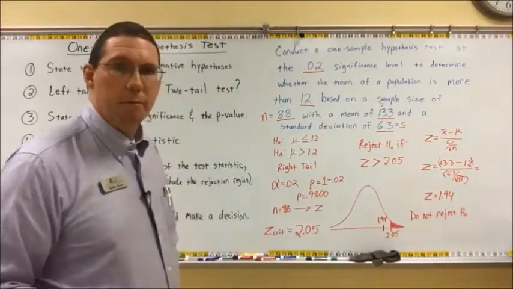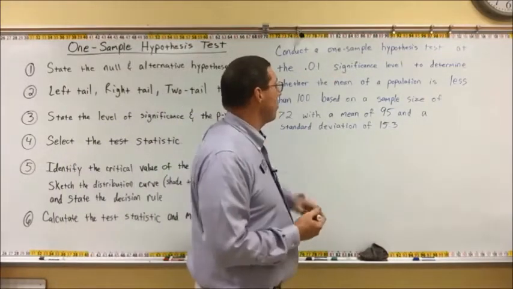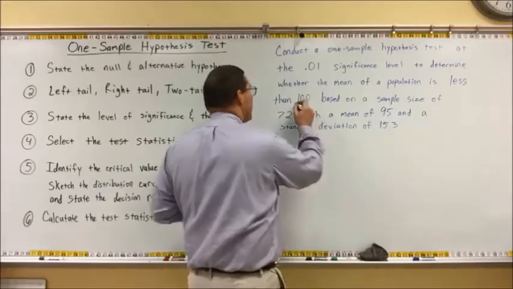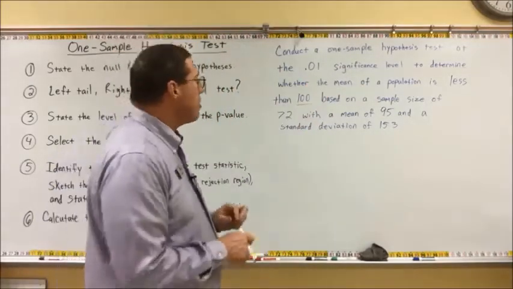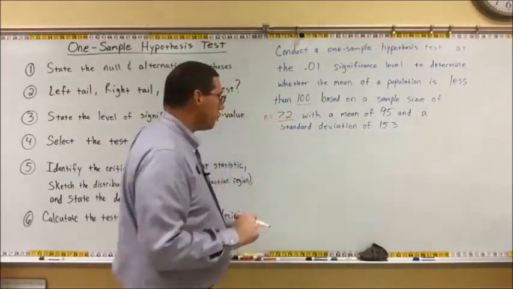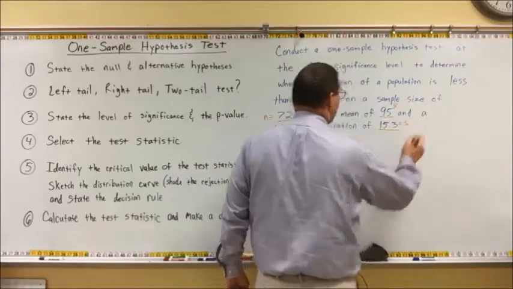I think we should do maybe just one more example. All right, let's do this last example here. Conduct a one-sample hypothesis test at the 0.01 significance level to determine whether the mean of a population is less than 100. So this is going to be a left-tail test because we're testing whether the mean of the population is less than a value. Based on a sample size of 72, that's our n, with a mean of 95, that's our x bar, and a standard deviation of 15.3, that's our sample standard deviation.